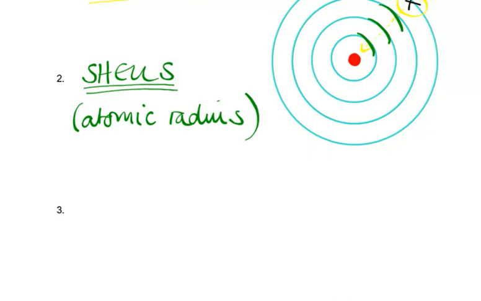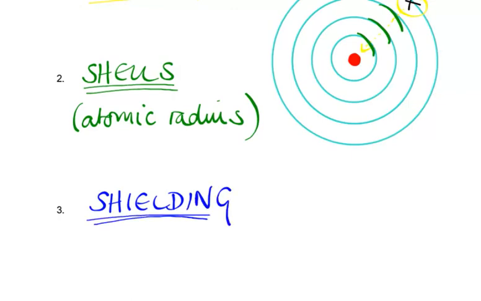And very much linked to the number of shells is the shielding. So with more shells comes more shielding, and this is where the inner shells of electrons shield the outer electrons, making it easier to remove the electron and therefore a lower ionisation energy.